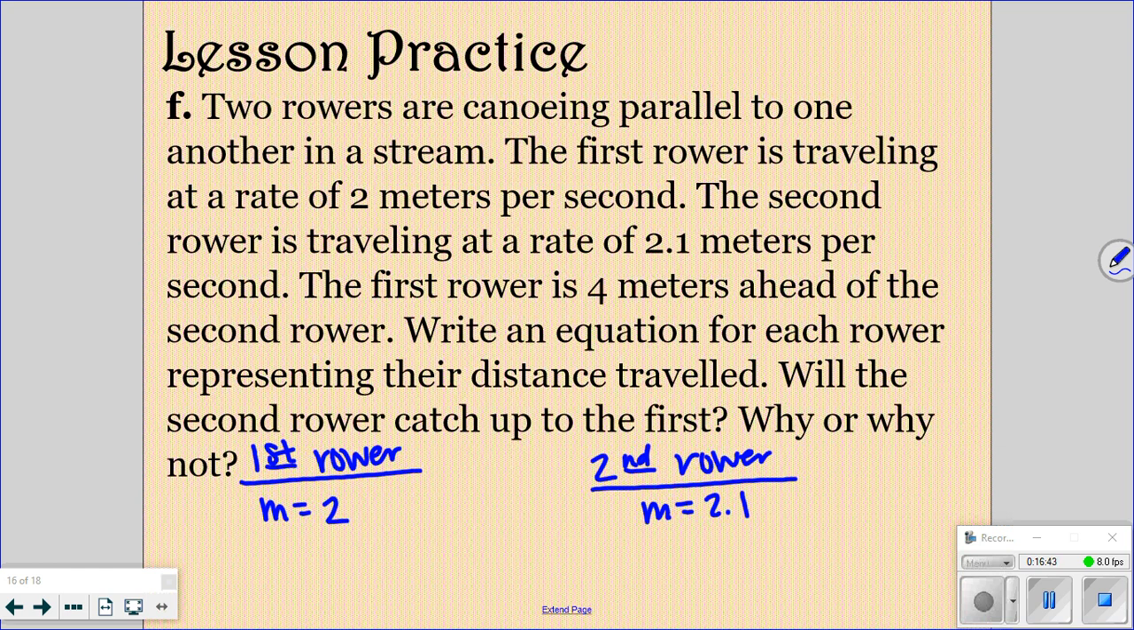Now we need to find an equation. So we're going to say y equals 2x, and then they tell us about this 4. So the first rower is 4 meters ahead of the second one, so that means that we need to add 4 to this first one's distance. And then the equation of this one is going to be 2.1x.